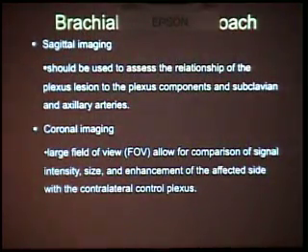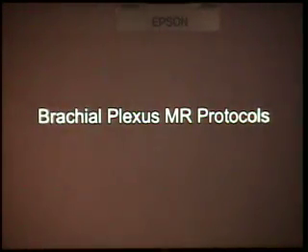So how do I use different planes to evaluate the brachial plexus? Again, sagittally, look at the relationship of the brachial plexus lesion to the subclavian artery and also the axillary artery and those adjacent muscles, those landmarks that we went over earlier. On the coronal, again, you're comparing the affected side to the contralateral side as a kind of control to see, is it really abnormal, or is this magic angle, or is it nothing?